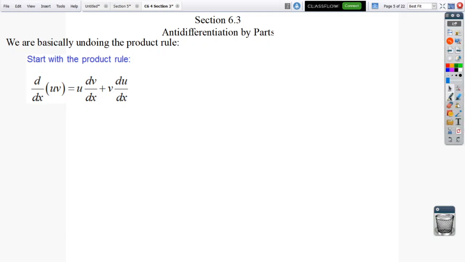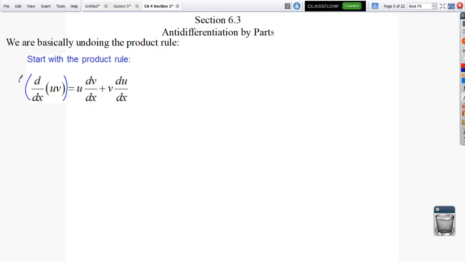In order to get the integration by parts formula, the first thing that we're going to do is clear out the dx's. To clear out the dx's, well, when you learned this operator, the d/dx, I told you it wasn't a fraction unless it's convenient for us to think of it that way. It's convenient for us to think of it that way right now. So we're going to multiply by dx on both sides so that we can just clear out all those dx's. So we're left with d(uv) is equal to u dv plus v du.